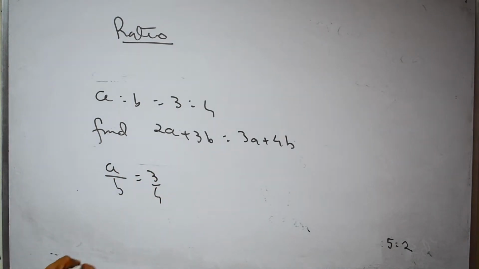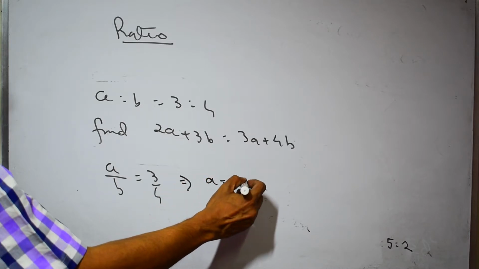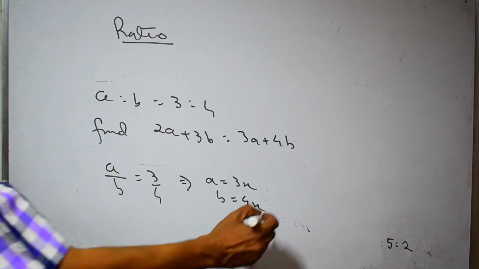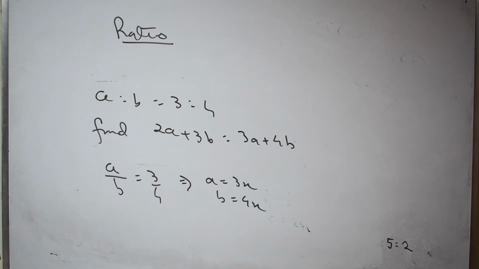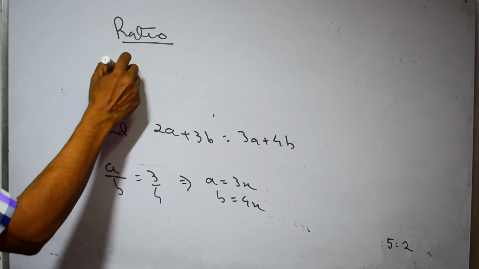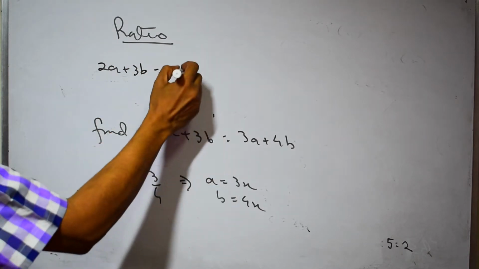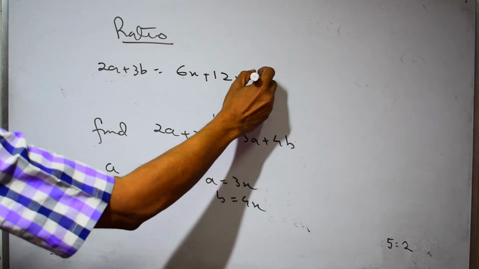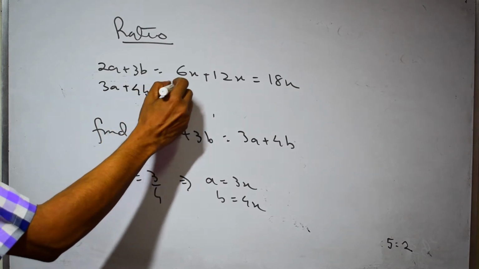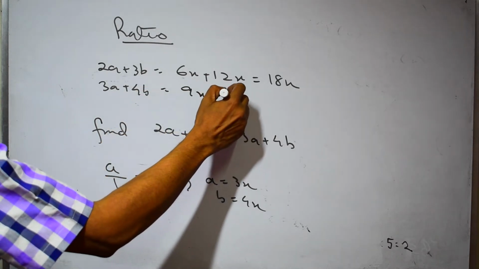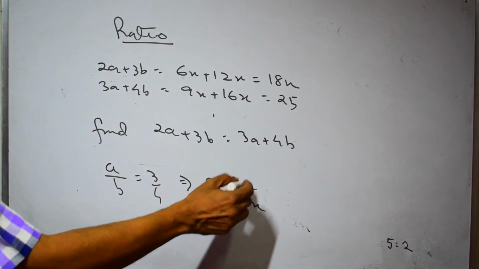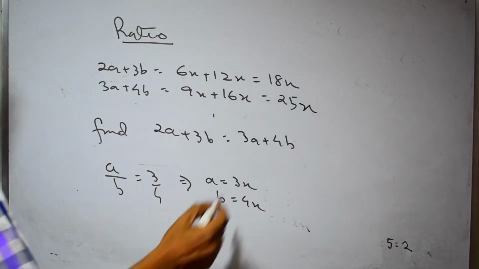Here the solution will be a by b is 3 by 4. So we can take a is 3x and b is 4x. So what is 2a? 2a will be 6x and 3b is 12x. So 2a plus 3b is 6x plus 12x, 18x, and 3a plus 4b will be 9x plus 16x. 3a is 9x and 4b is 16x, 25x.